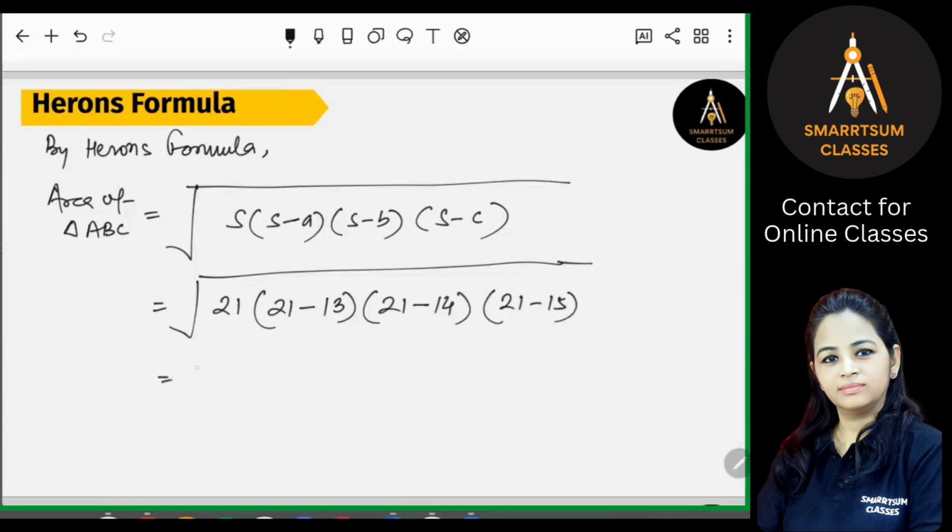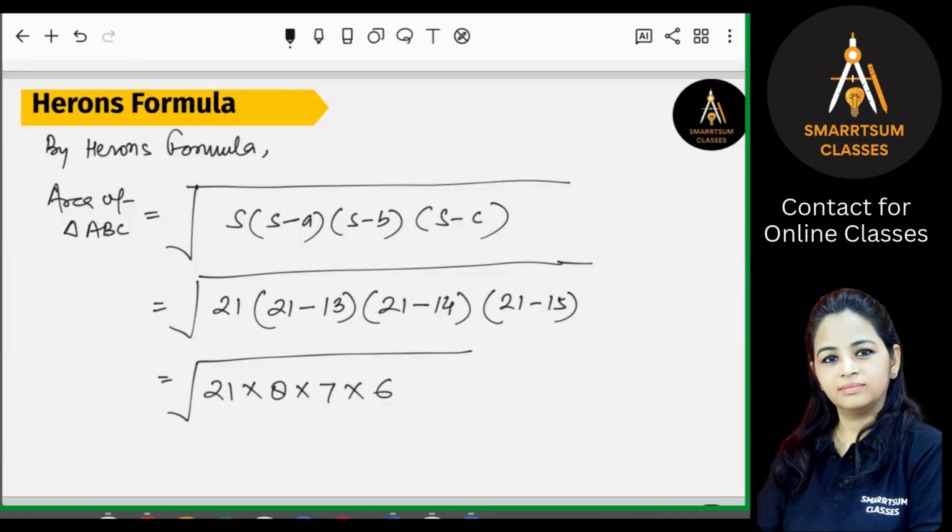Right? Now 21 minus 13 is 8. 21 minus 14 is 7. Similarly, 21 minus 15 is 6. Is that clear? Okay. So we have 21 into 8 into 7 into 6.